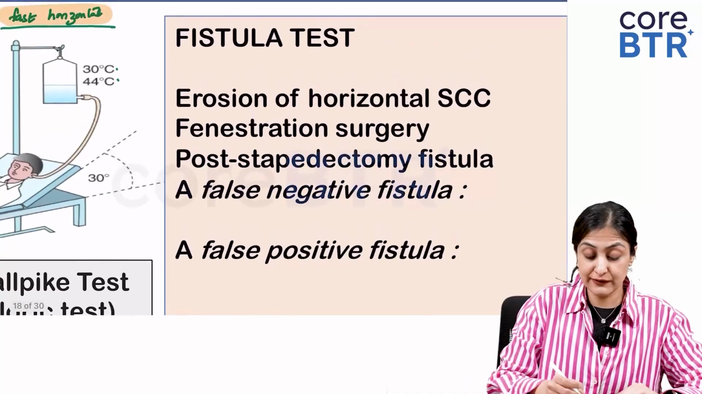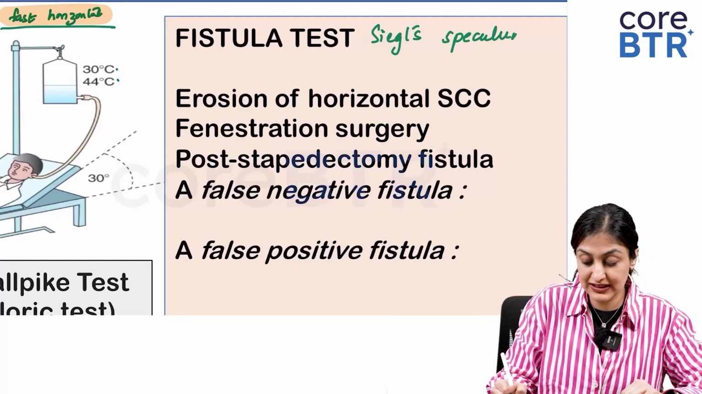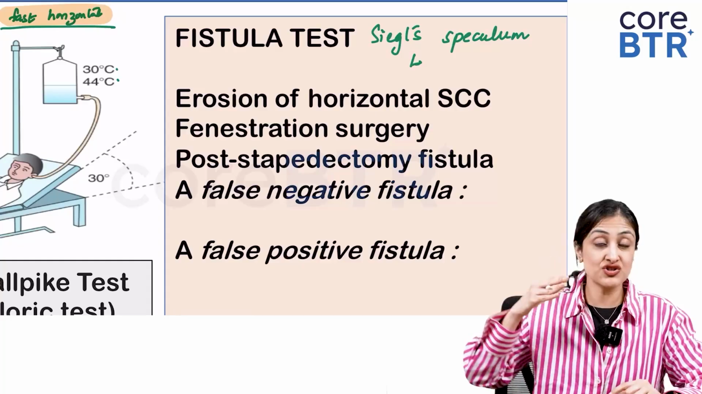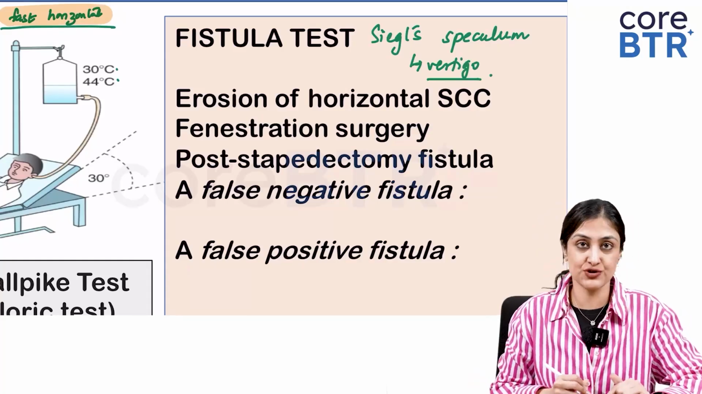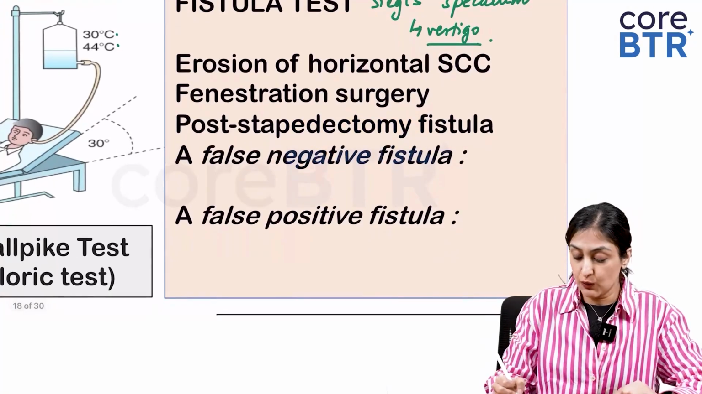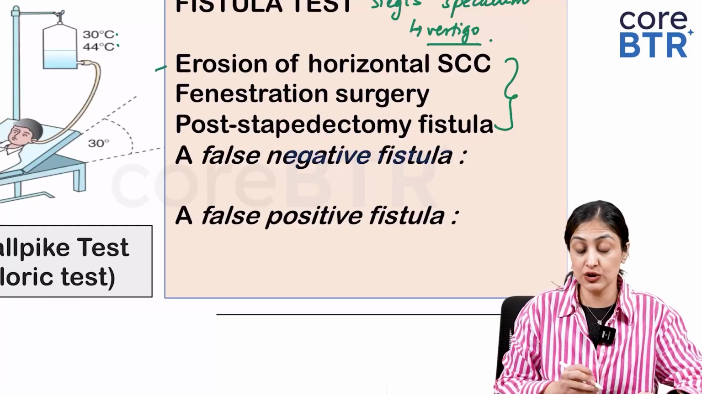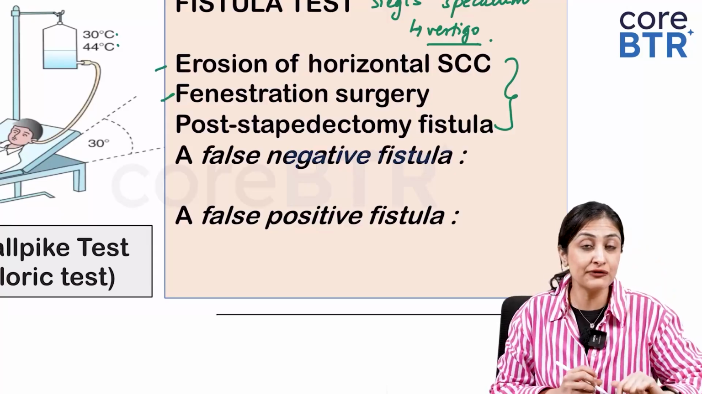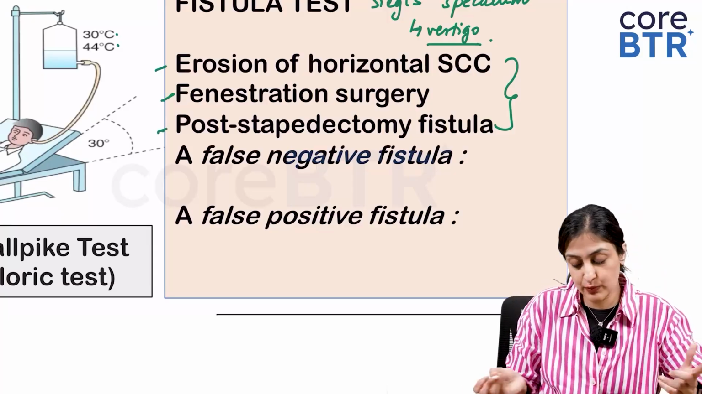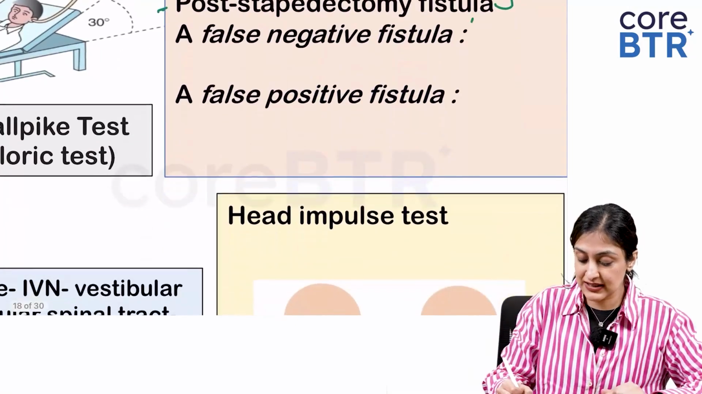So what we check in the fistula test is we use the Siegel speculum to change the pressure, and if that Siegelization, changing the pressure, is getting transmitted to the inner ear, that will cause inner ear symptoms like vertigo and nystagmus, right? So if there is a fistula, what are the conditions where we have a fistula? Erosion of the horizontal semicircular canal. You have performed a fenestration surgery, remember, type 5 tympanoplasty, or there is a post-mastoidectomy fistula. So there's a real fistula and you are having this. But what will be asked are these, right?